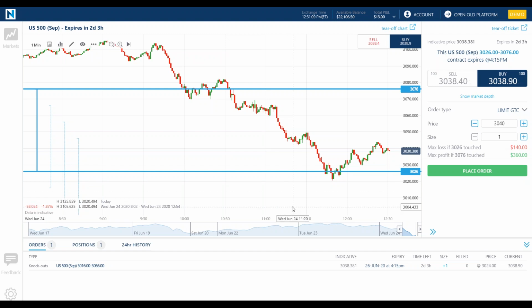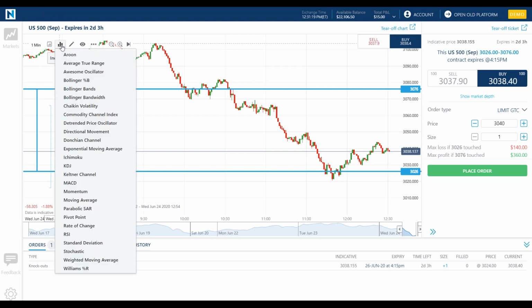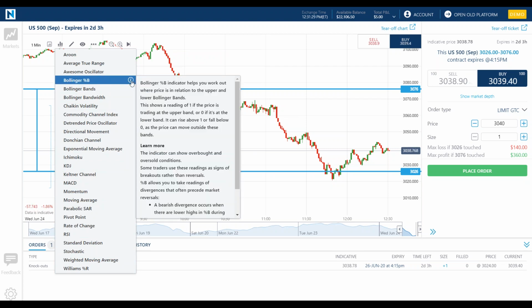Now, what I would like to do is show you some of our charting functionality. I was just making up things as I was looking, but we've got some very robust charting functionality. Let's start with indicators. I believe there are 27 different indicators. If you're not familiar with what all of these are, there is a little information button that gives you some basic education on what these do.